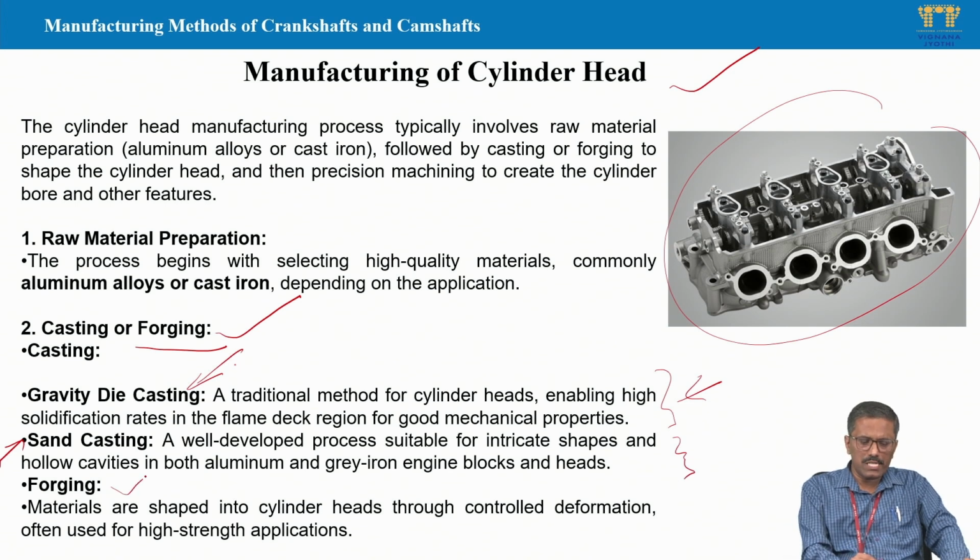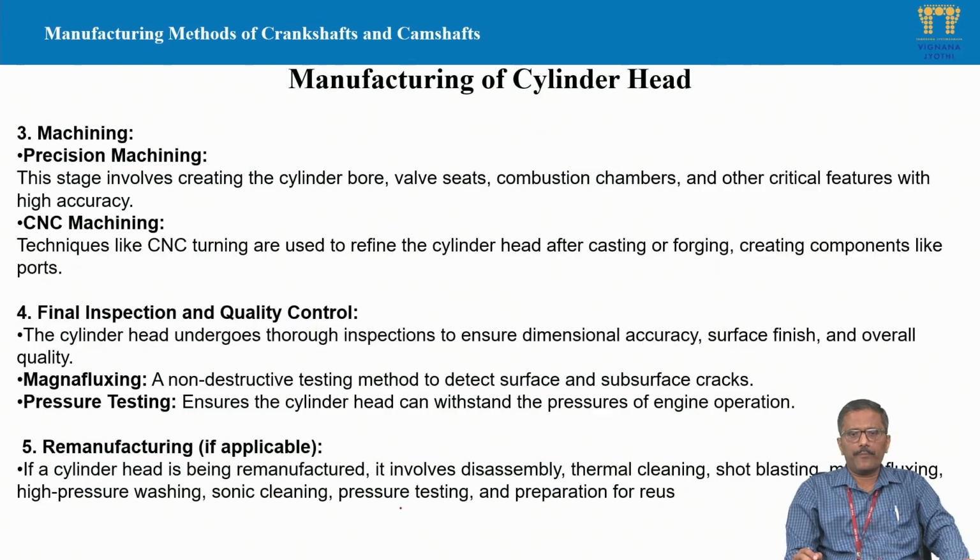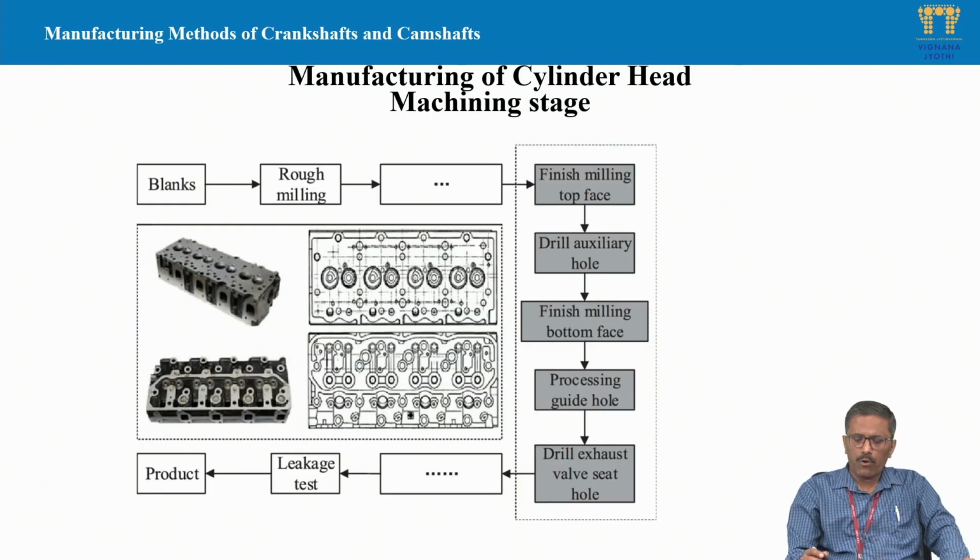Whereas in a forging process, mostly we use the drop forging process, and in drop forging we get good strength in the component. So these are the steps involved in making the engine head, and this is a block diagram or flow process of making the engine cylinder head.